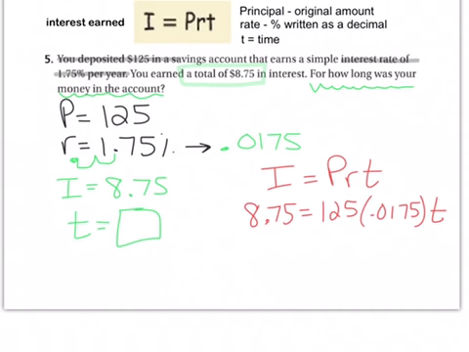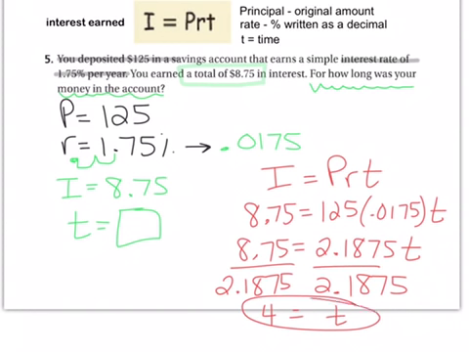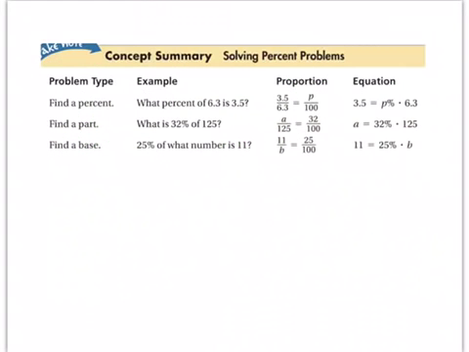I'm going to start by multiplying 125 times 0.0175. That comes out to be 2.1875t. And finally, to solve for t, I've got to divide by 2.1875. You should get t equals 4. So it would be 4 years.